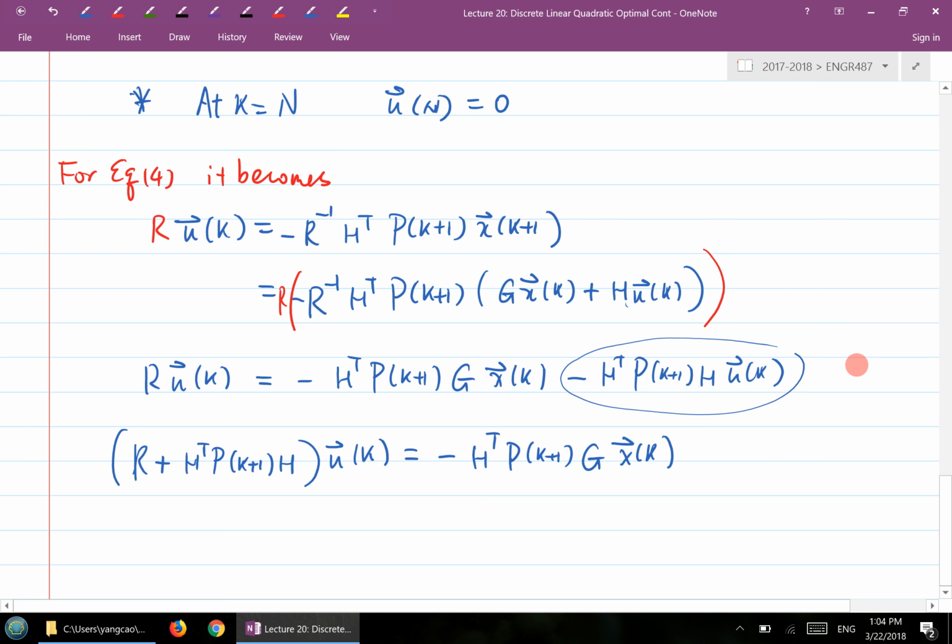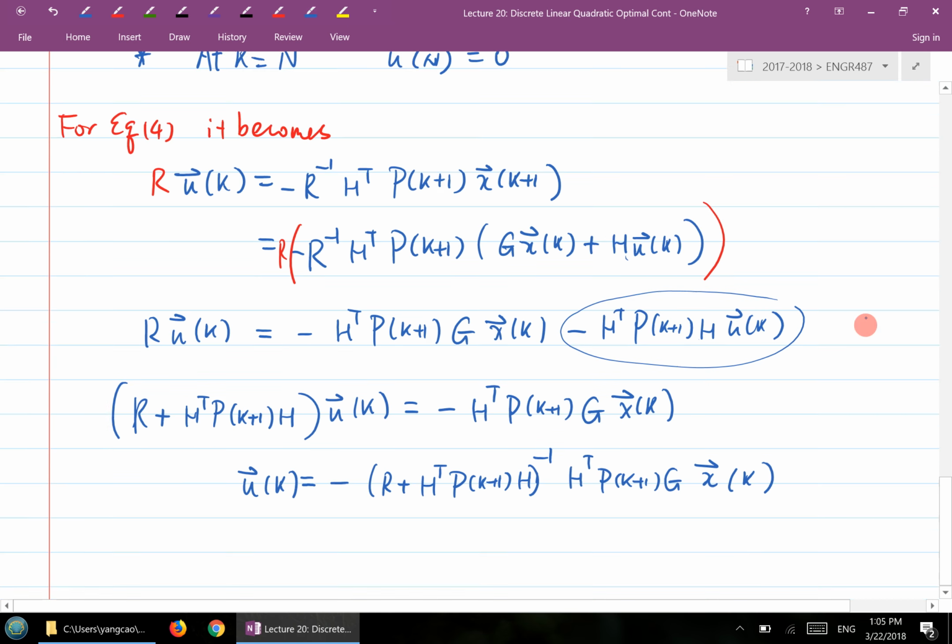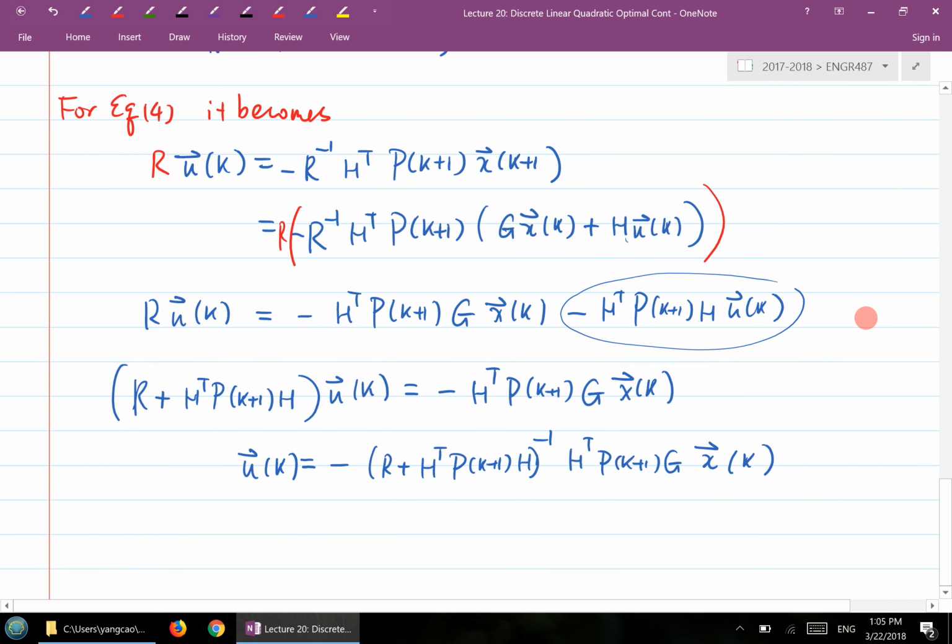That's right. So then you inverse this thing here to the other side. So what do we get? We get u of k equal to, keep the negative, right? Negative R plus H transpose P k plus 1 H inverse, and then H transpose P k plus 1 G x of k.